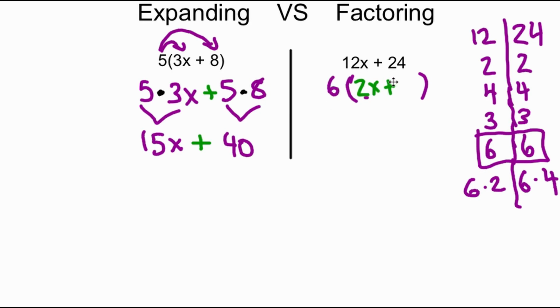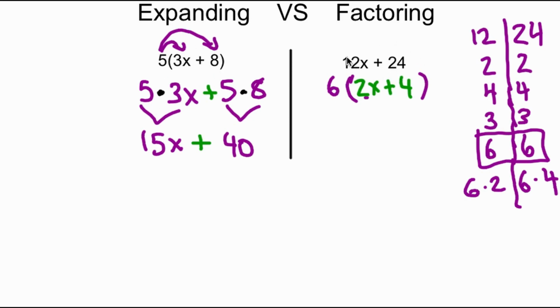6 times what number will give us the 24? Luckily, we also did that here. It's going to be 6 times 4. So the 4 goes over here. 6 times 4 gives us 24. Now, before we conclude, we can do a little test to see if this expression was factored properly. The way you do that is actually by performing the distributive property.